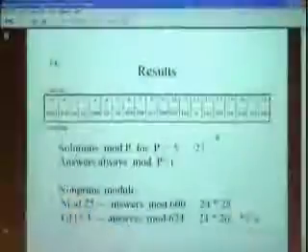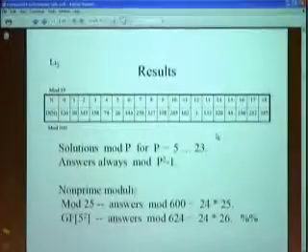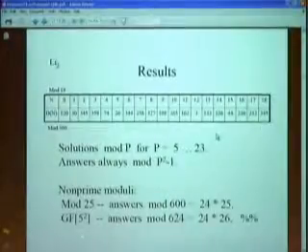And I asked what happens on non-prime moduli, and the answer, you can get this same table, mod 25, and the answers come out mod 600. And then I said, what about GF 5 squared? And then the answers come out mod 624, which of course is 5 to the 4th minus 1.